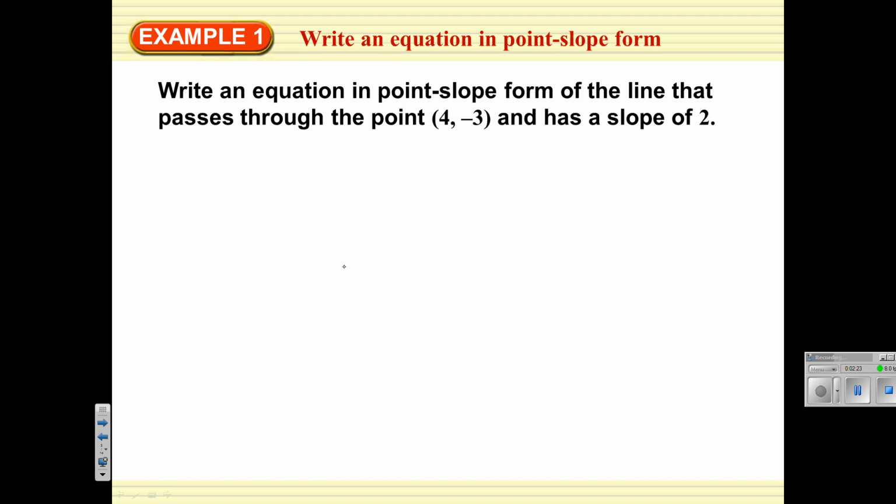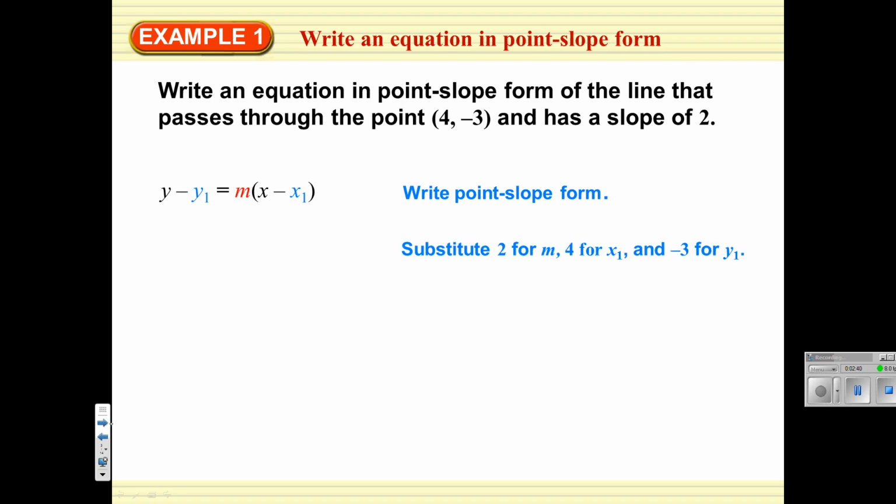Okay, so here's an example. Example 1: write an equation in point-slope form of the line that passes through the point (4, -3) and has a slope of 2. So just like what I just showed you, here's your point-slope form. So keep that at the top of your page if you want to, or somewhere when you're doing your assignment. And you're going to substitute 2 for m, because that's your slope, 4 for your x, because that's your x coordinate, and then -3 for y, because that's your y coordinate.